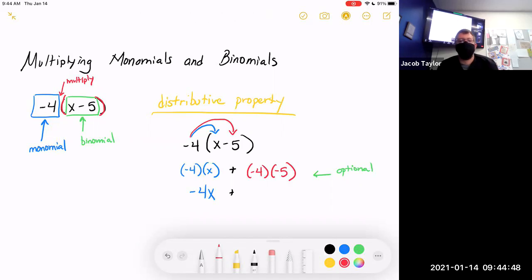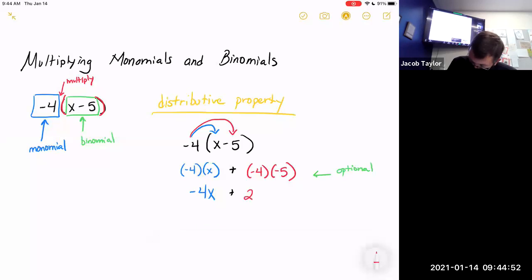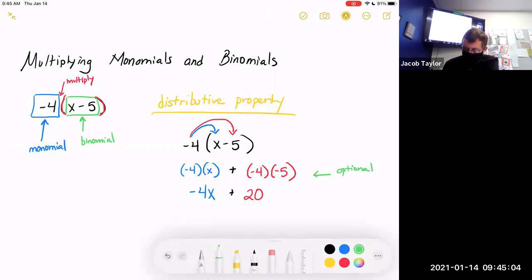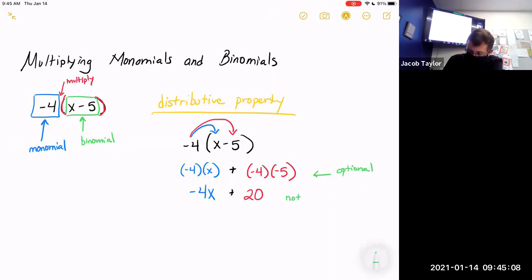You are so close, Catherine, but a negative times a negative is a positive, so it's +20. Very good. Cool. Now, the last question that I would ask myself is, can I combine -4x and 20? Can I add those together? Are they like terms? And the answer is they are not. They are not like terms, which means I cannot combine them.